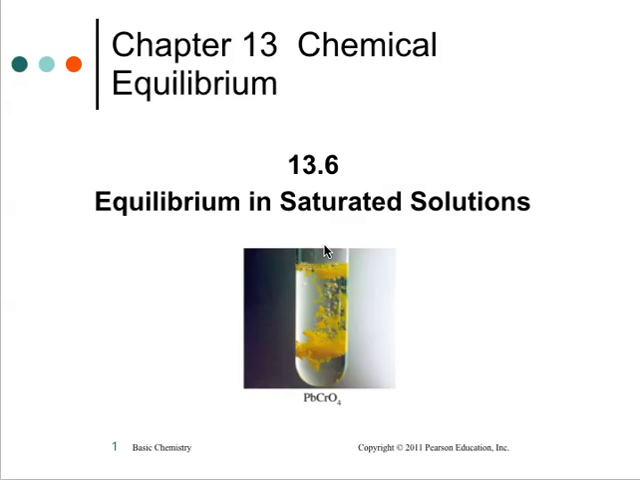Welcome back, everyone. This is the last section in Chapter 13 of Chemical Equilibrium. And we have a different equilibrium situation today, and this is basically when a salt is dissolved in water, it breaks apart into ions. And once it's saturated, there's no more ions that can break apart because there's no more water available to break it apart. So at saturation, you now have an equilibrium between the solid and the amount of ions that it breaks apart into.